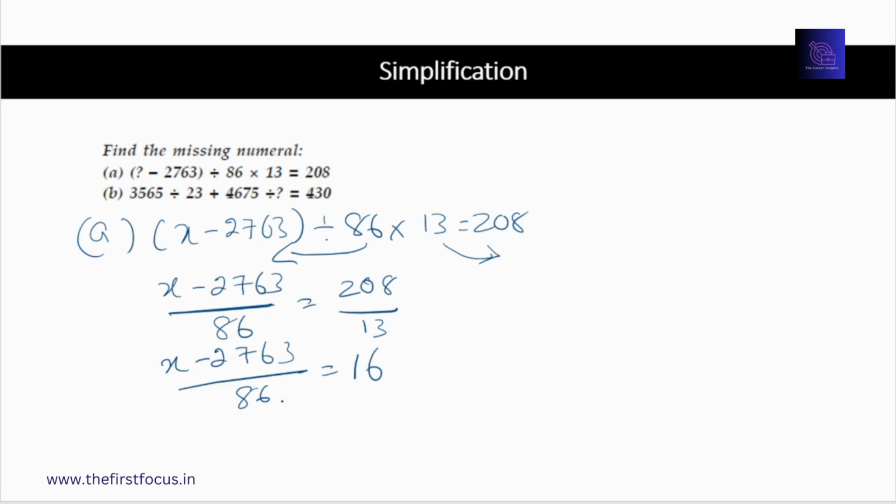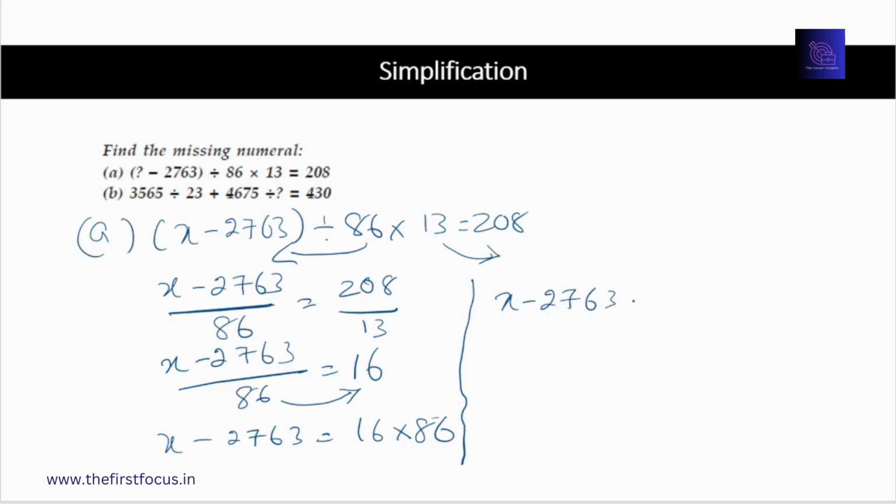Now the next step: I'm going to bring this 86 here. So that is x minus 2763 is equal to 16 into 86. Let's solve this. 16 into 86 comes up to 1376.